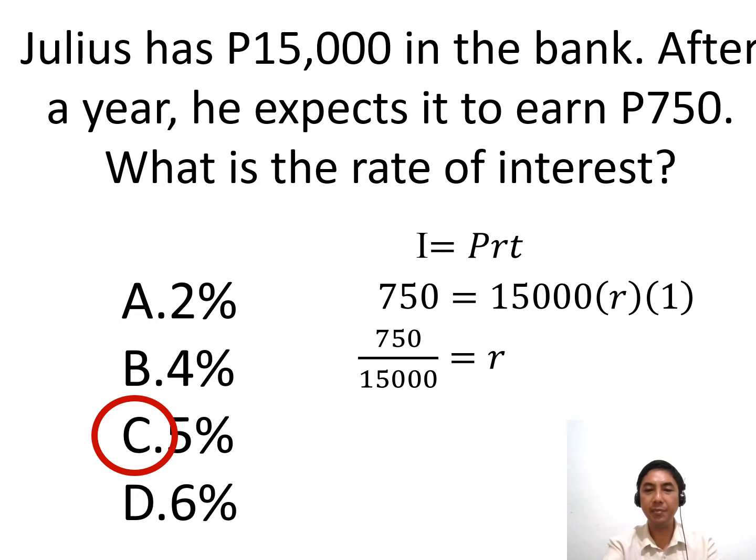And if we divide 750 by 15,000, we have 0.05. So that's the value of R. But we need to change the decimal to percent. So what we are going to do is just move 2 decimal places to the right and then put a percent sign. Therefore, we have 5% as the value of the rate of interest.